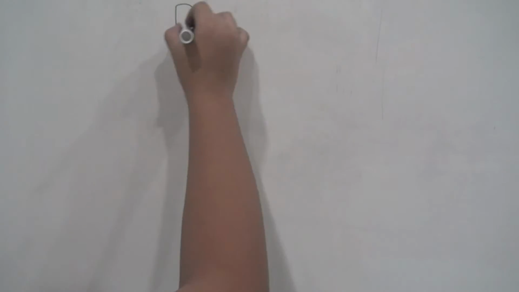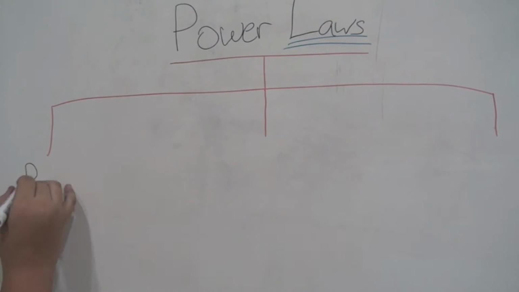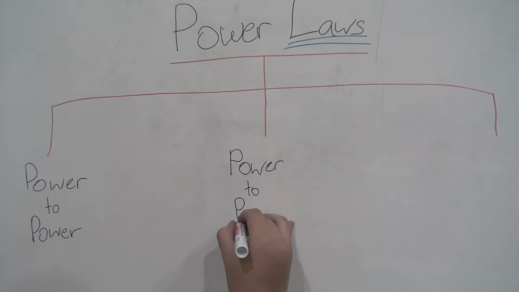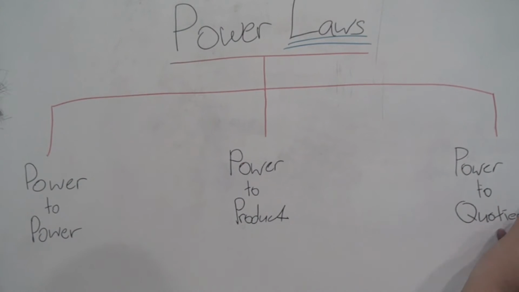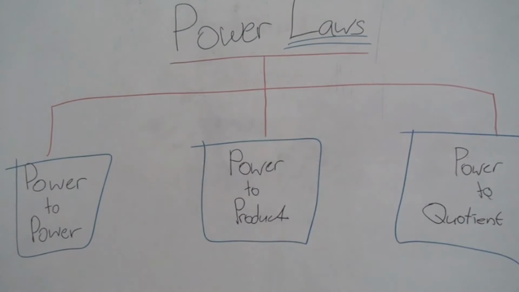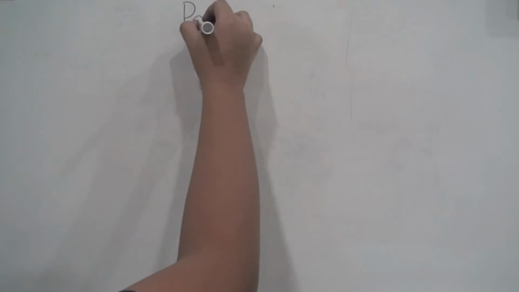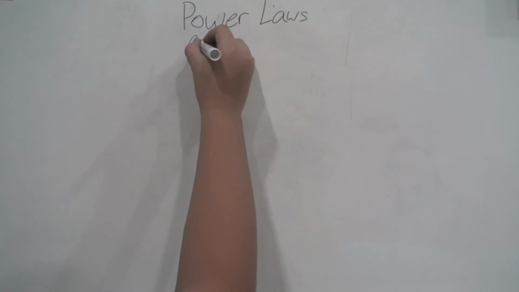Then there's the third law, the power laws. Actually, this law is divided into 3 branches. The first one is power to power, then power to product, then power to quotient. So the first branch of the power laws is power to power.